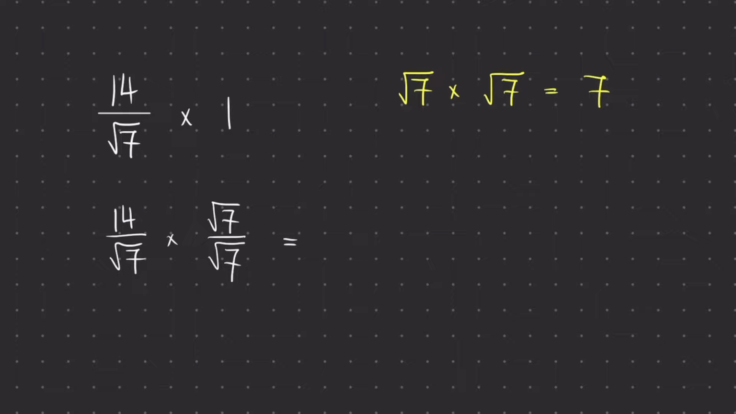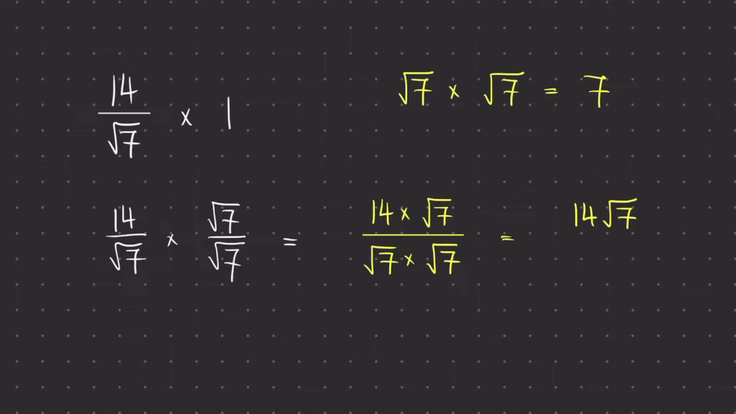Remembering that when we multiply fractions together, we do the top line times the top line and the bottom line times the bottom line. On the top, we can just leave that as 14 root 7, remembering that that is how we write 14 multiplied by root 7. And on the denominator, I know that root 7 times root 7 is just the number inside the root, which of course is 7.